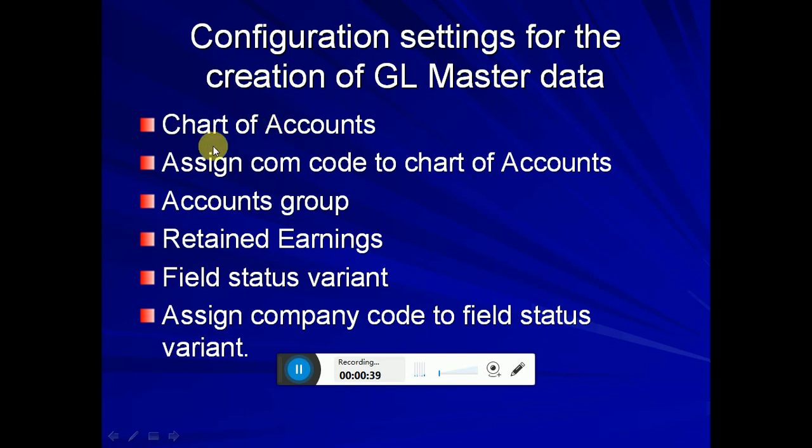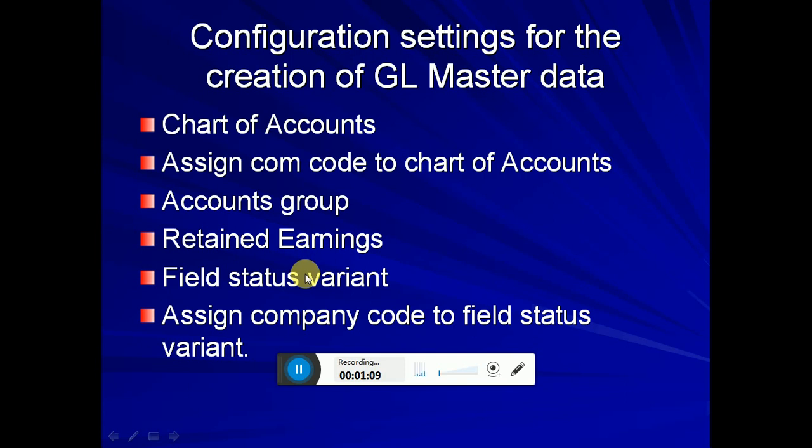So first we need to create the chart of accounts, then we have to assign the company code to chart of account in the next step. Then we need to define the account groups, then we need to define the retained earnings account name, then define the field status variant, and then assign the field status variant to company code. With all these minimum configuration settings, the system will allow you to create the GL master data.